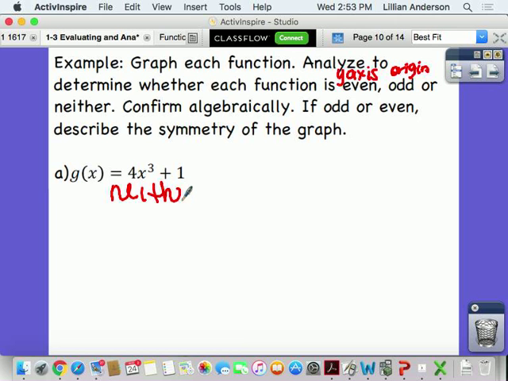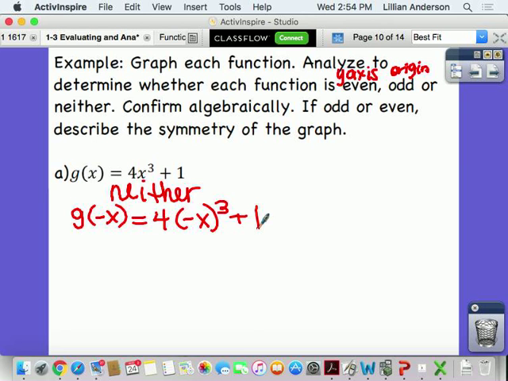And I'll show you how to find it algebraically too, because sometimes you'll get a graph and think, this one looks like it might be odd or it might be even. There is a way you can confirm it algebraically. Yes? Well, how would we do that for that? Oh, I'll show you. Okay, here we go. This is how we figure it out. We're going to plug in a negative x for every x we see in the function. So we have 4 times negative x cubed plus 1.